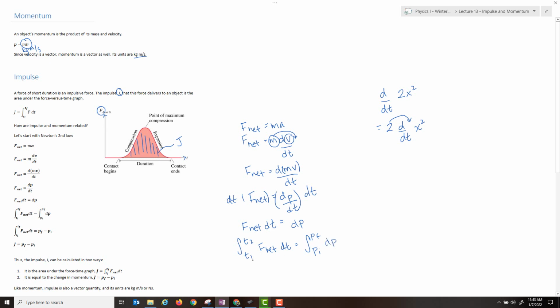Okay, well, what do I get? So the integral from one time to another of F net dt, well, that's the same as the impulse, because what this means right here is the area under the force time graph. And that's what we just finished saying was the impulse, right? The area under the graph over here, we said the area here is the impulse, J. So the area under the graph is J, is equal to the integral from one momentum to another of dp. So what's the integral of dp?